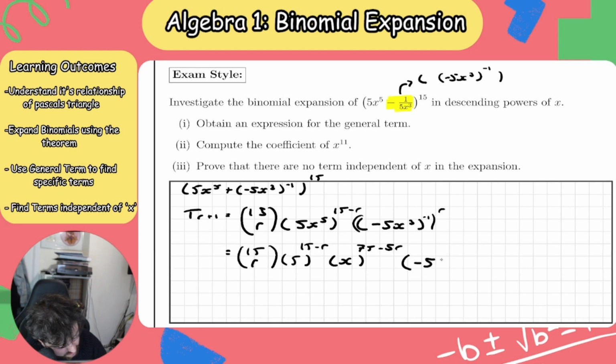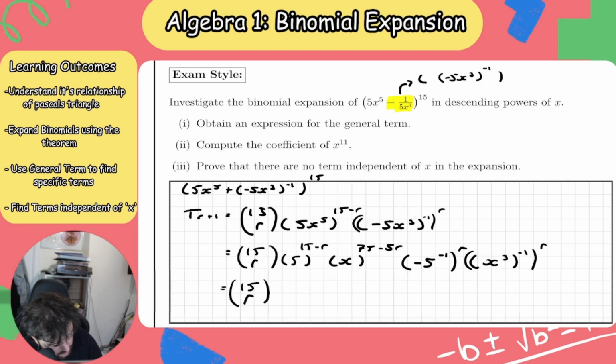Minus 5 to the power of minus 1 to the power of r. And x cubed to the power of minus 1 to the power of r. So I'm going to have 15 choose r. Now, I'm going to bring all these over here.